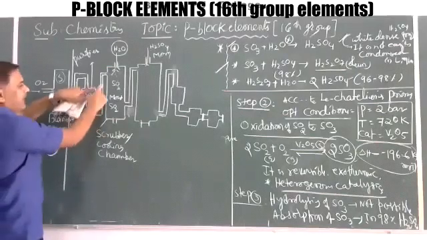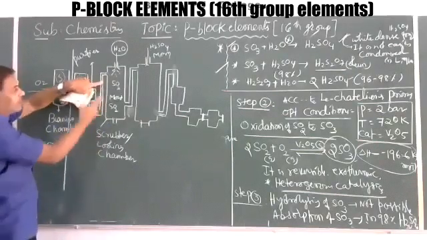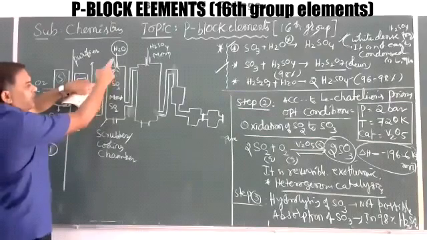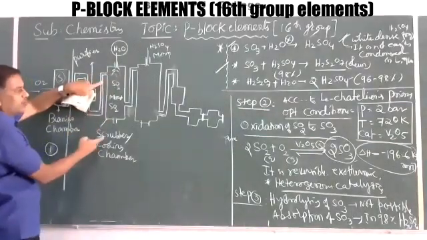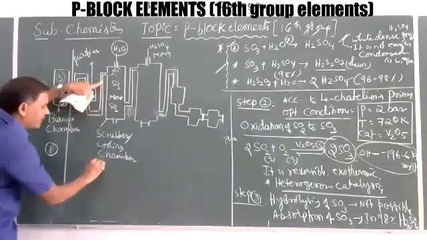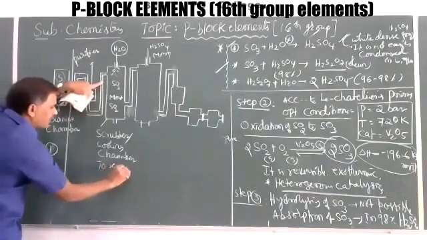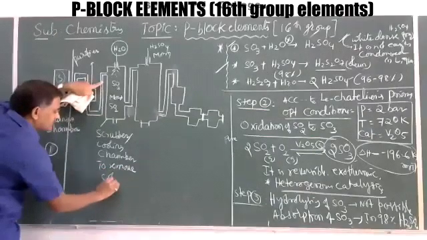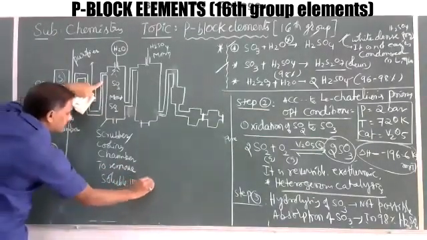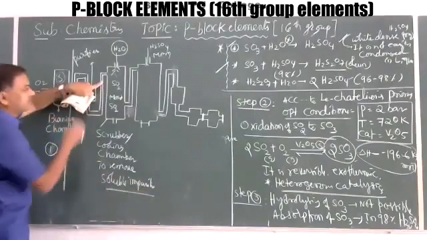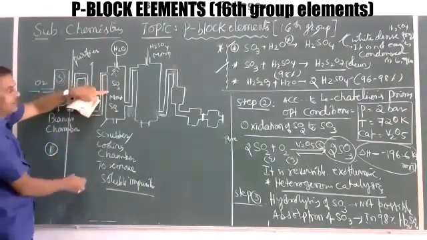The obtained sulfur dioxide is passed through one tower. The tower contains water, which we can spray. That is called a water tower, also called a scrubber, to remove the soluble impurities. To remove soluble impurities, we can use this scrubber or the cooling tower.